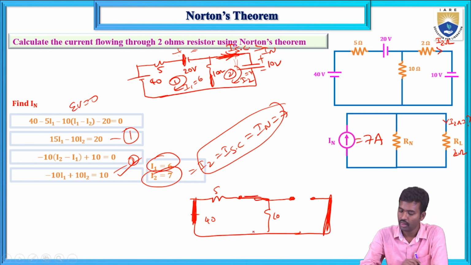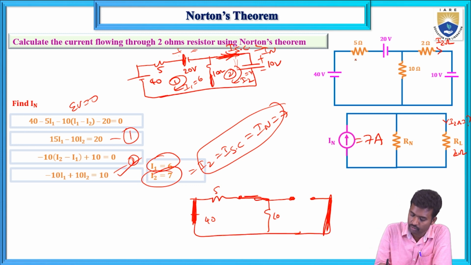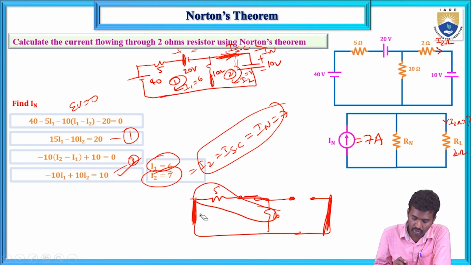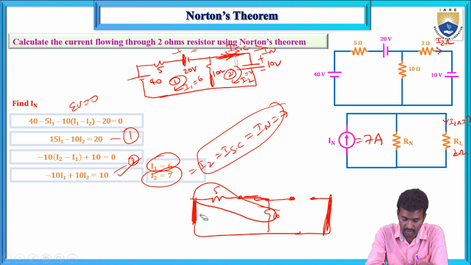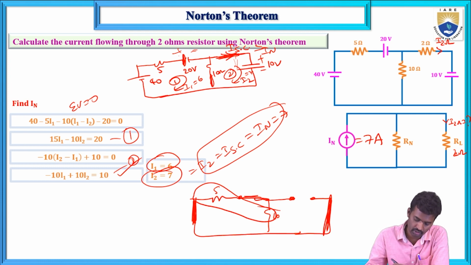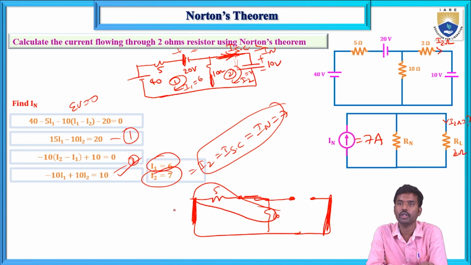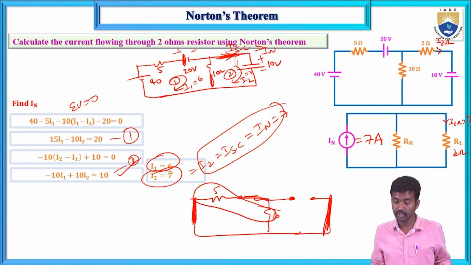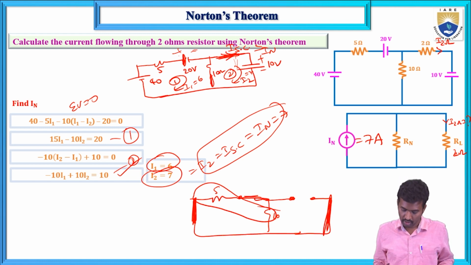And here, what are the resistors? Only these two resistors. There is no 40 volts. Each voltage source is replaced by its internal resistance, that is replaced by a short circuit. That internal resistance is 0 for a voltage source, and for a current source the internal resistance is infinity, that means open circuited. Now here this value is 10 volts.